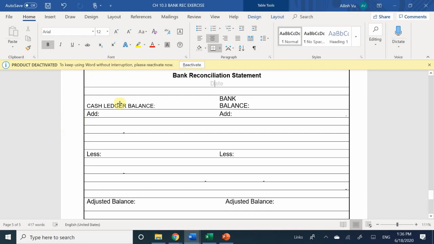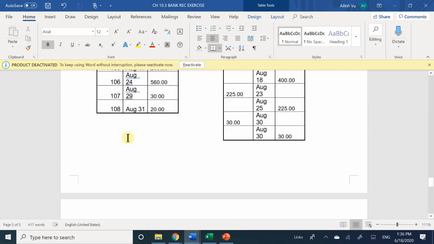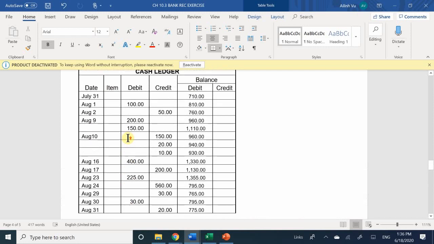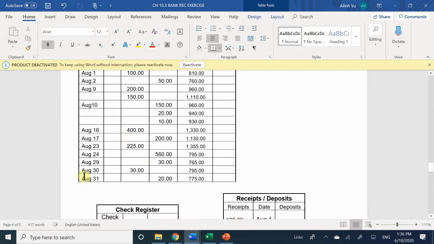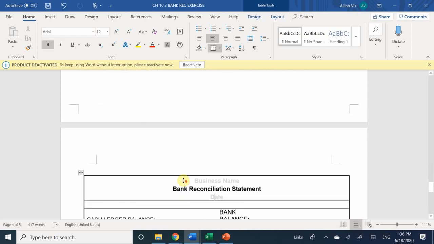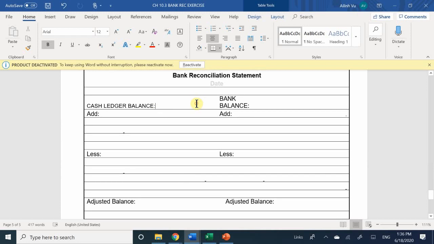Okay, so the first thing we're gonna do is we gotta find the cash ledger ending balance. If we go up to the top here, we look at our cash ledger and find the last date. The last date, August 31st, we actually wrote a check for $20. So my new ending balance is $775. I'm gonna go ahead and record that right in my book right here.